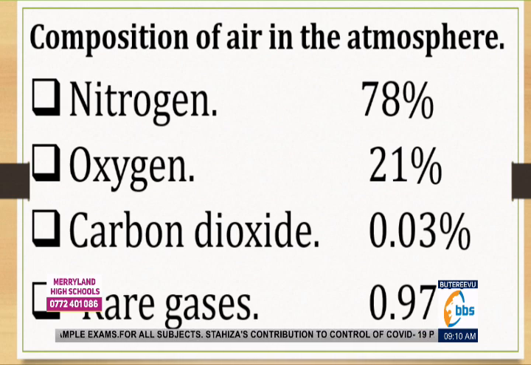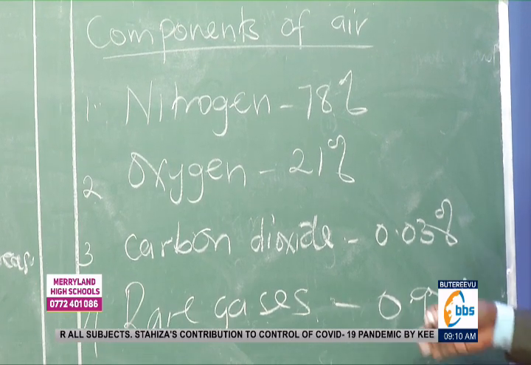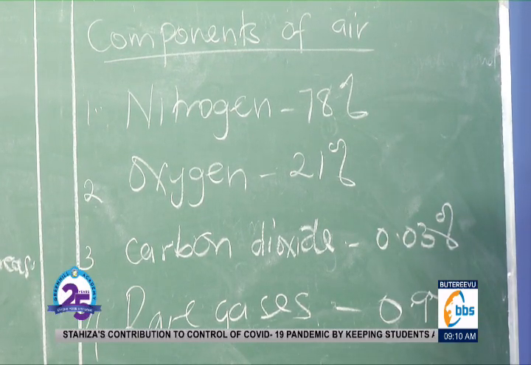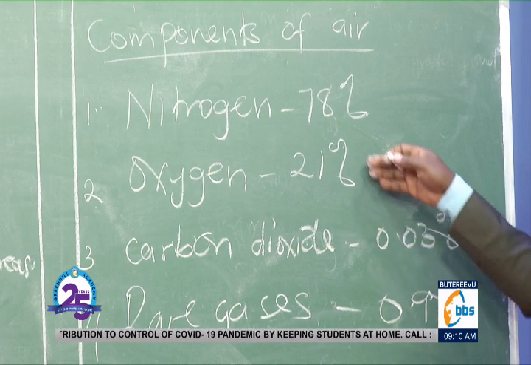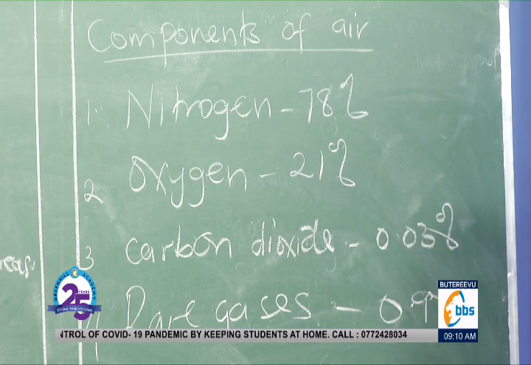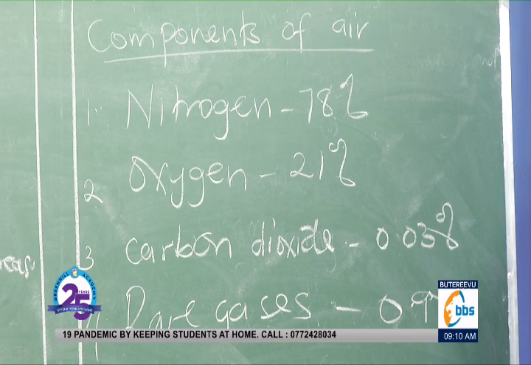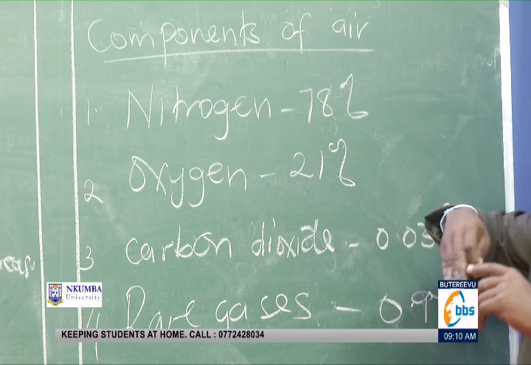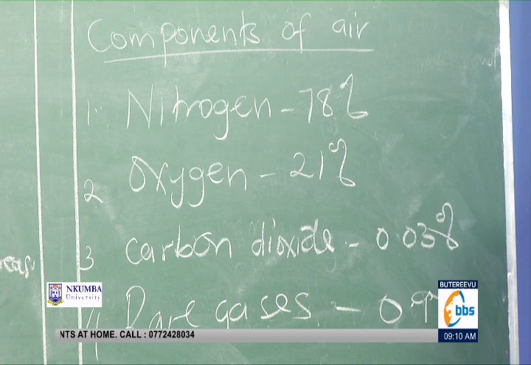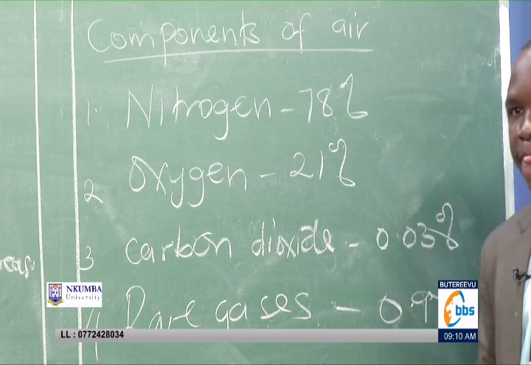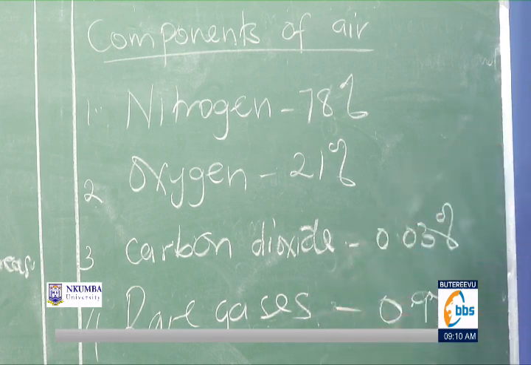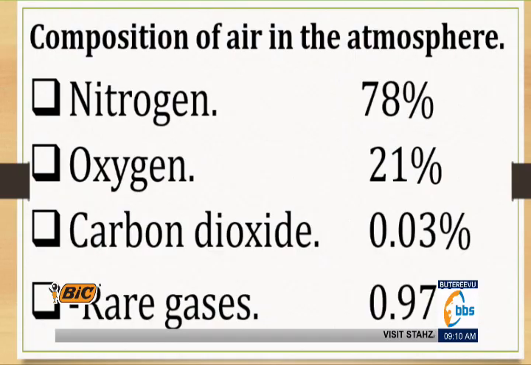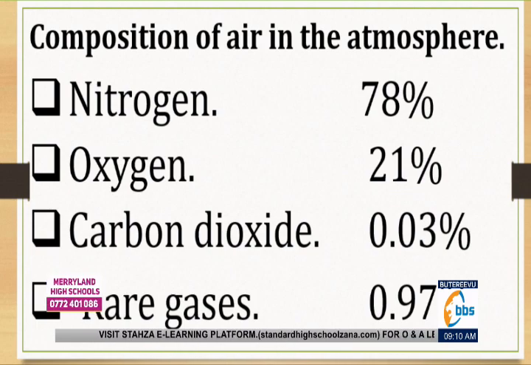Now, please, dear candidates and other semi-candidates who are listening or who are viewing, please take note of this percentage. You need to understand that. Nitrogen takes the biggest part in the atmosphere, followed by oxygen, followed by rare gases, and carbon dioxide has the least percentage. Carbon dioxide has the least what? Percentage.